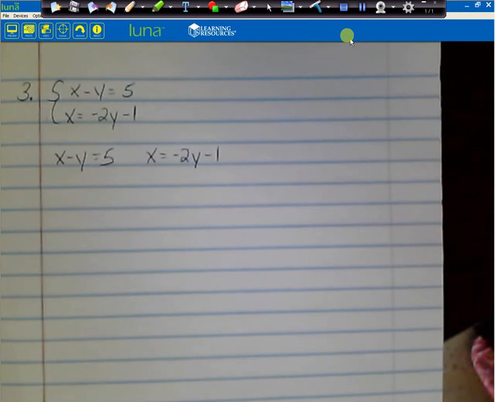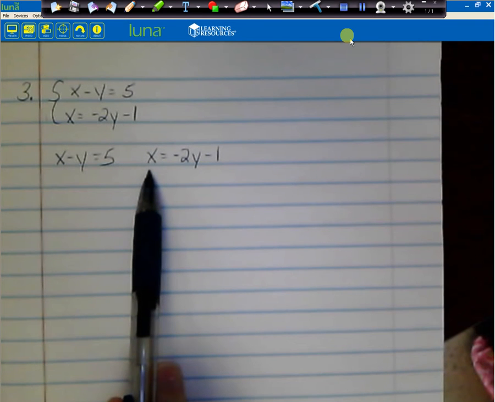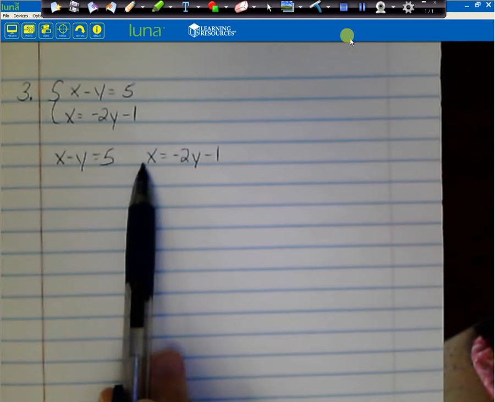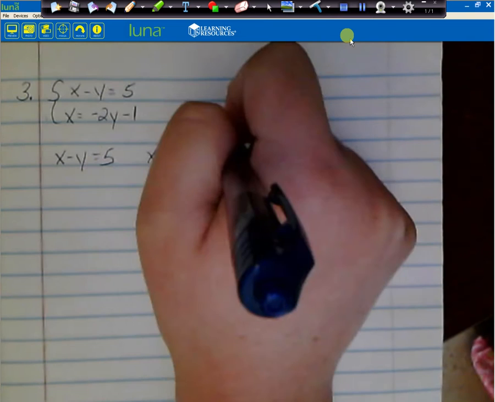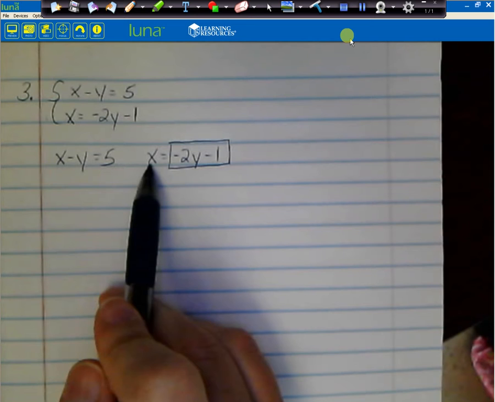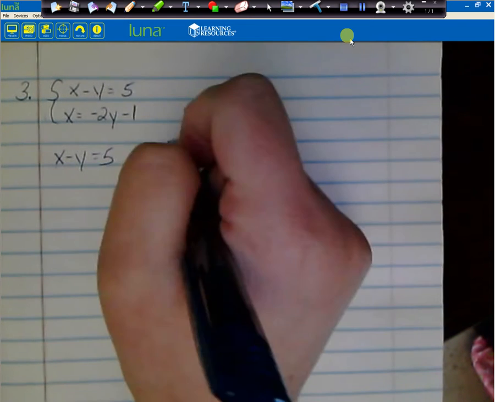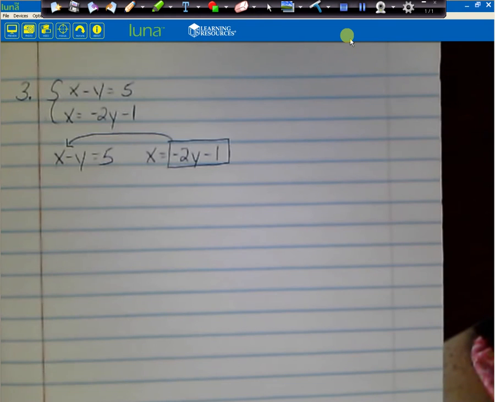Again, my next step is to figure out, do either one of these have a variable that's already solved for, or have a variable that's by itself? And this one does. This x right here is by itself. It's x equals. So this is what I'm looking for. I'm looking for one of them that has the variable by itself. So I'm going to put a box around the other side of this one this time. And since it's x that's solved for, I'm going to find the x in this equation over here, and I'm going to draw an arrow from my box to the x to show that that's what I'm substituting in for.